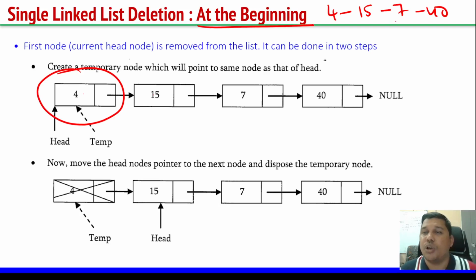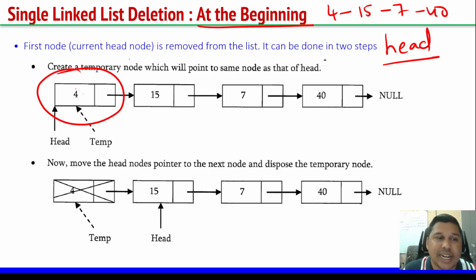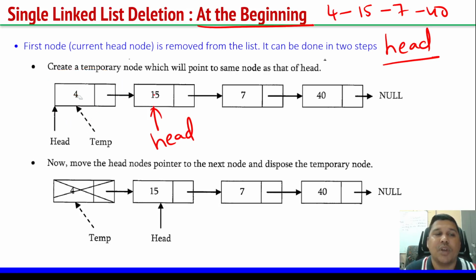And we always know there is a pointer by the name head. This head is always pointing to the first node. So I got the location directly. I want to delete this element 4. For that, this will become my head. After that, this will become my head. So I have to shift my head from this location to the second location. How do I do that when I want to shift it?